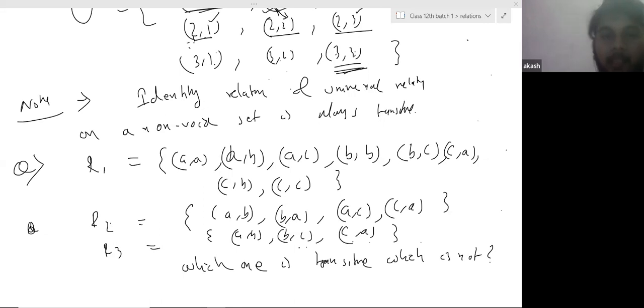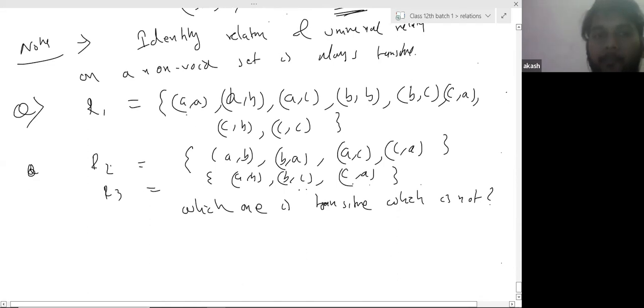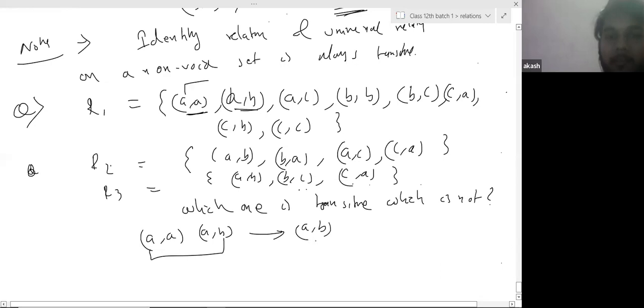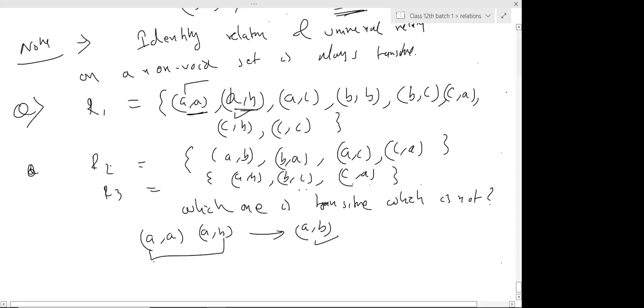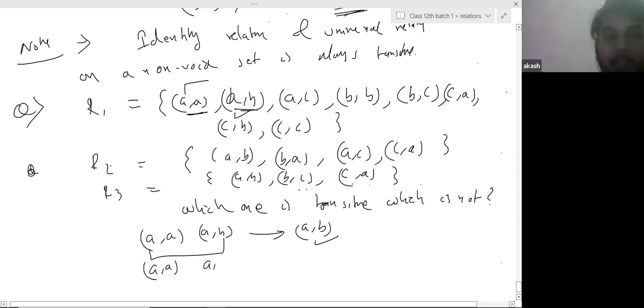All right, let's dissect the first one. R1: (A,A) is there. (A,B) is there. Let me write it here. (A,A) is there, (A,B) is there. So (A,B) must be there. Yes, it is here. This is clear, everyone? Yes, sir. Now (A,A) is there and (A,C) is there. So (A,C) must be there. Yes, it is here. And no other element starts with A.